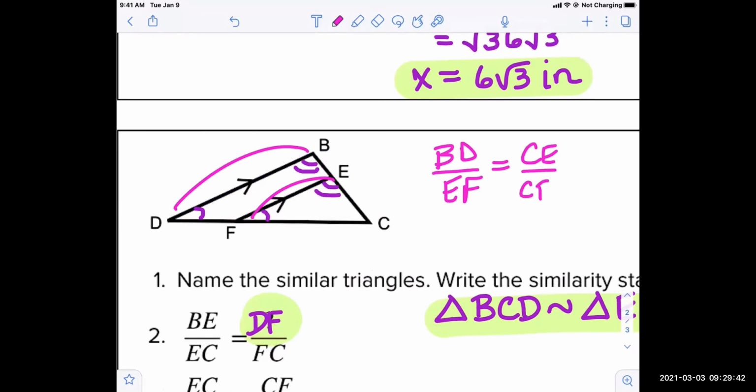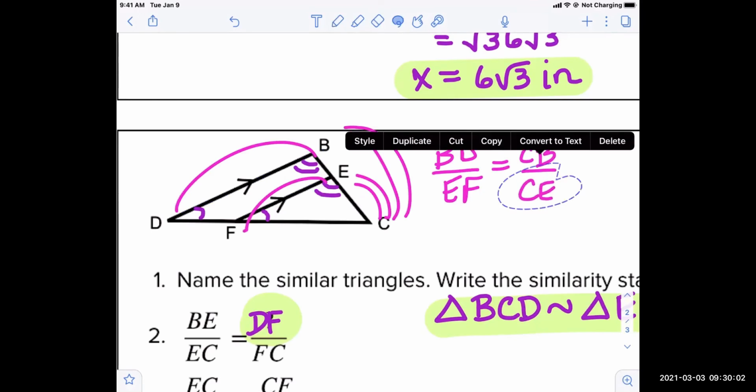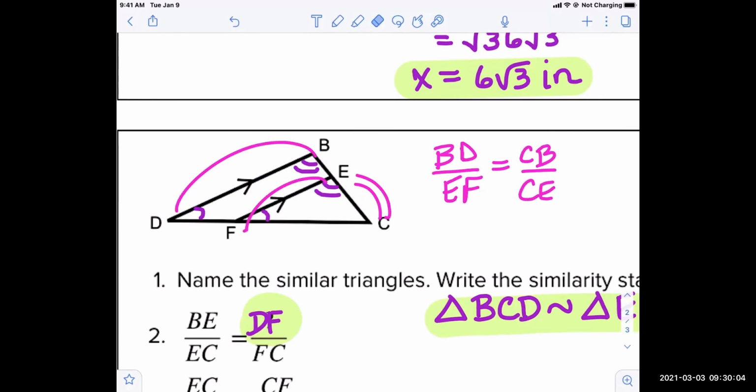Did you say CB? Okay, so BD is to EF, and CE is to CB. Yeah, she really meant that. Okay, so you have the right segments, you just have to make sure they're in the correct order.